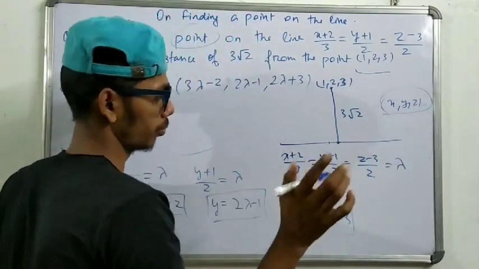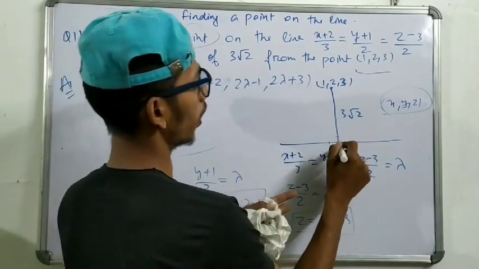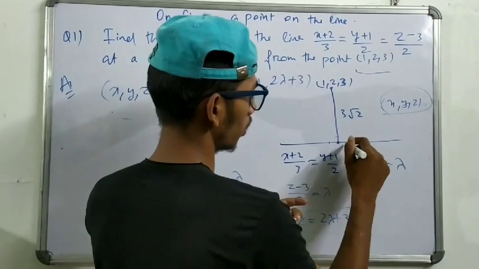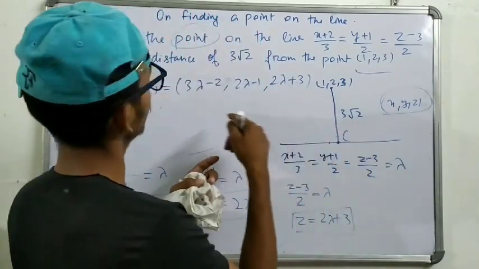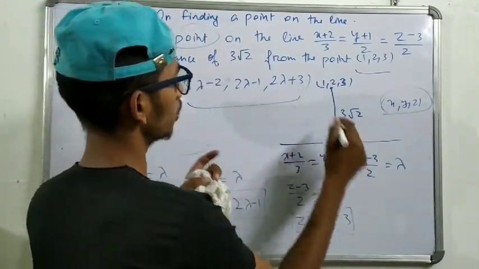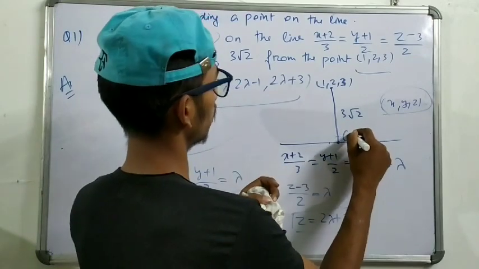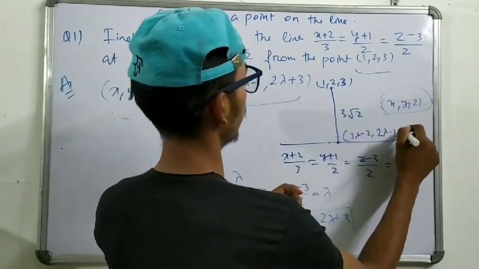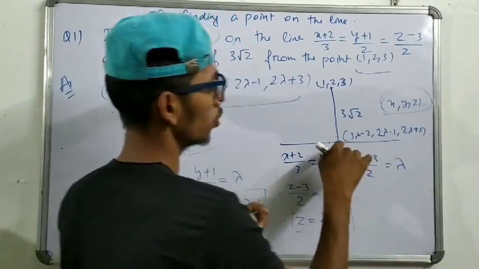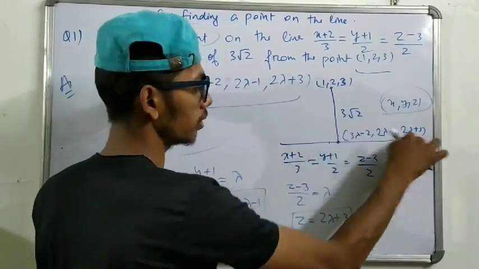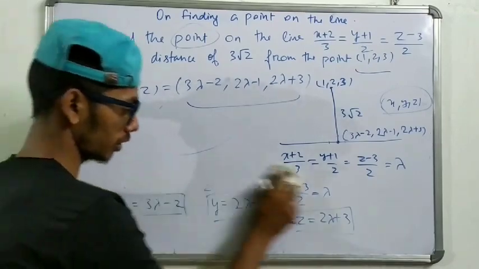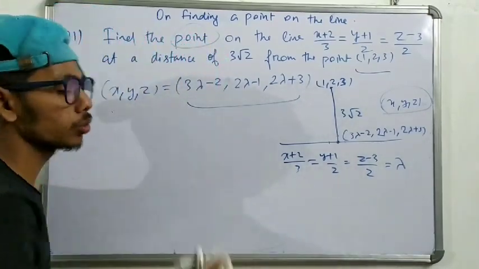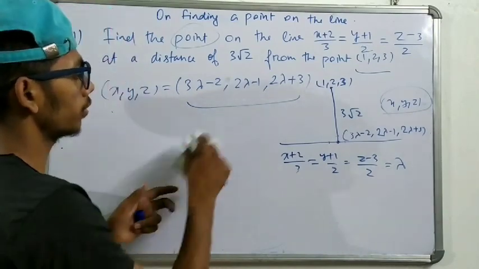So what is the coordinate of this point? The coordinates are 3 lambda minus 2 comma 2 lambda minus 1 comma 2 lambda plus 3. So the coordinate of this point is this. I'm writing this, so keep noting. Whatever you want to understand, just comment in the inbox itself.